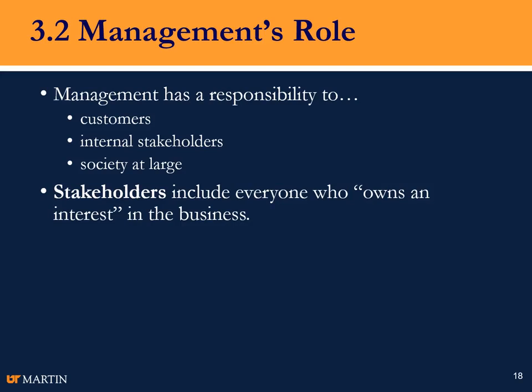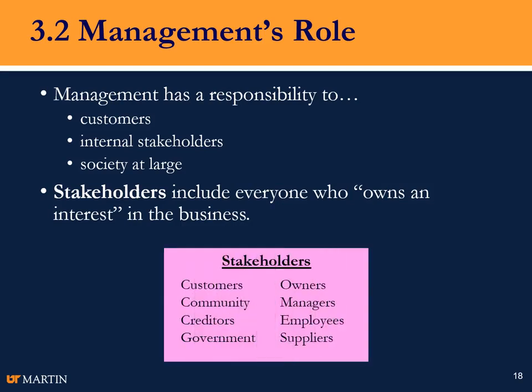Now there's a list of stakeholders that most textbooks provide. Those are customers, again those are external stakeholders, owners, managers, employees and suppliers, internal and external, the community, creditors. Why are creditors interested in how successful a business is? Well, obviously they want to get paid back, so management has a responsibility to those. And government, tax breaks, incentives, and so on.